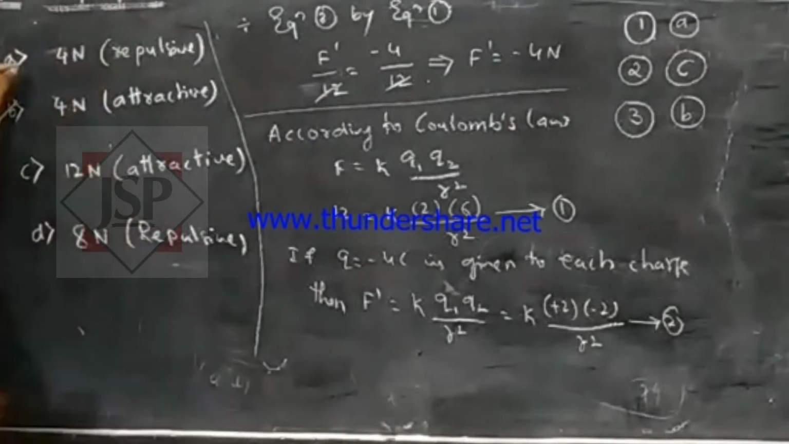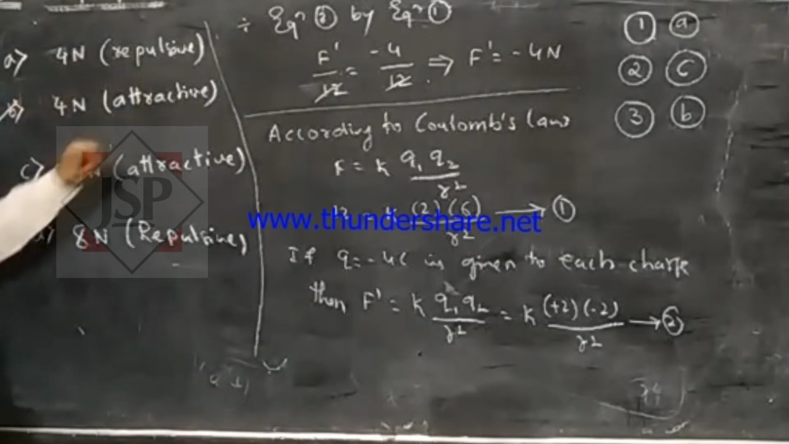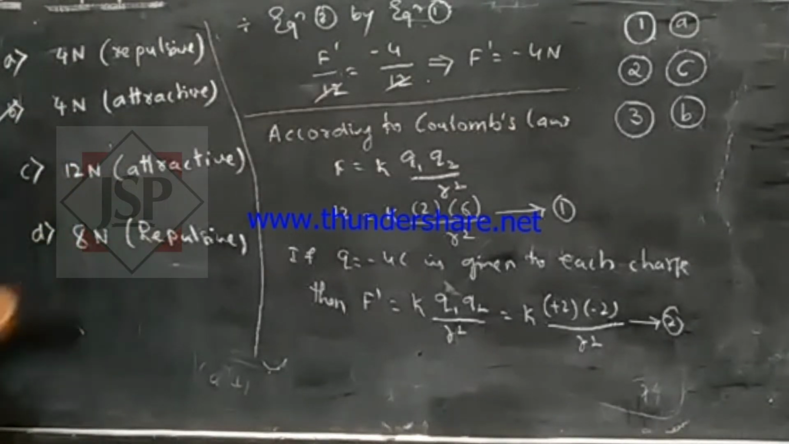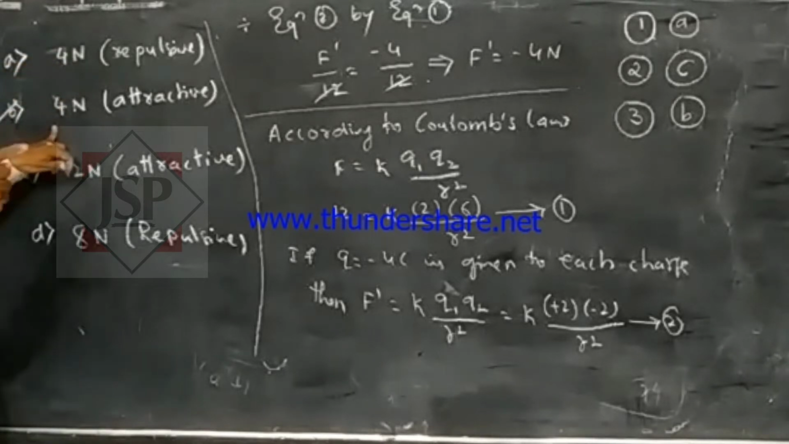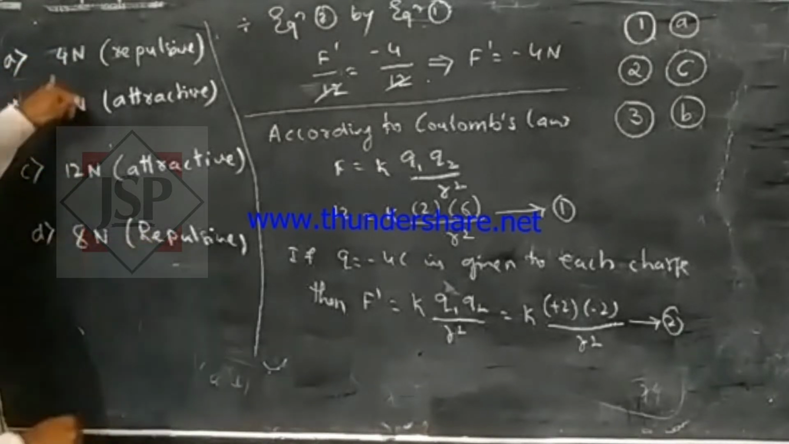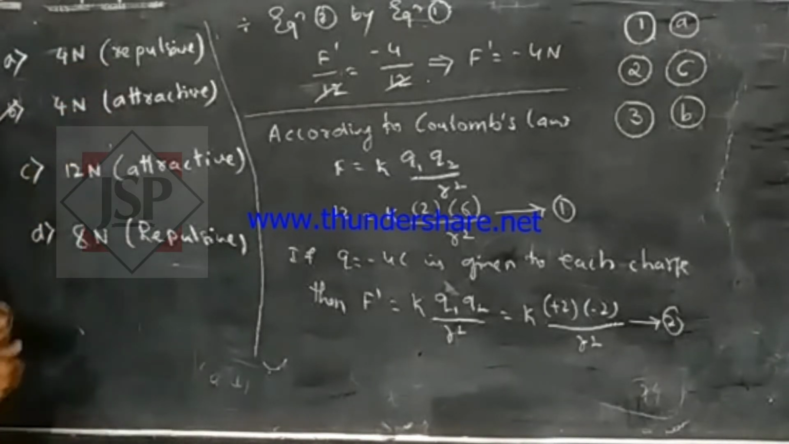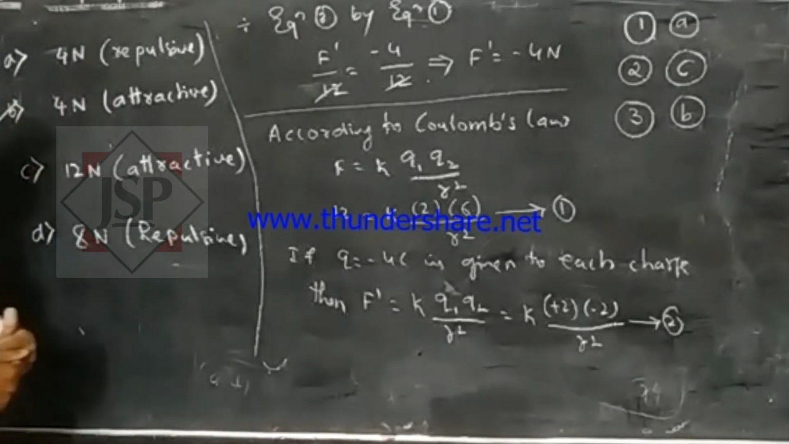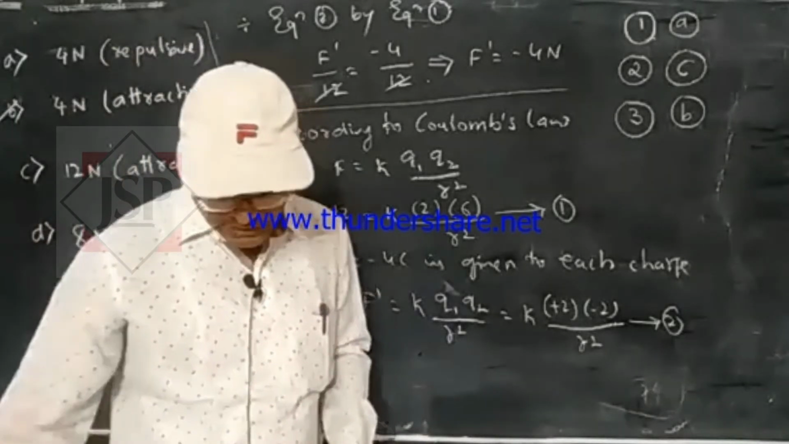Here the options given are 4 Newton attractive, 12 Newton attractive, 8 Newton repulsive. Both have the same magnitude, so how to recognize this? If we get a minus sign, then it is attractive. If we get a plus sign, it is repulsive. In this way we understand this answer. So the answer is B, 4 Newton. Now I will move towards the next question.